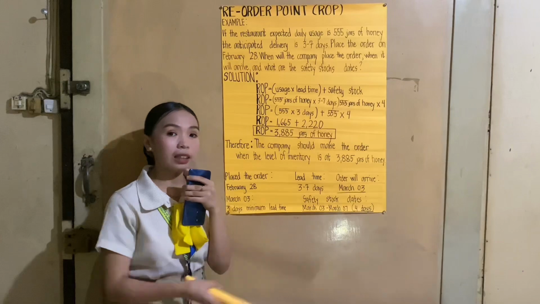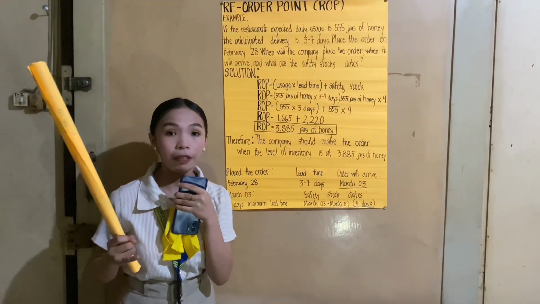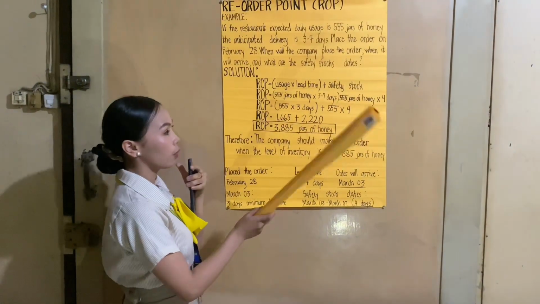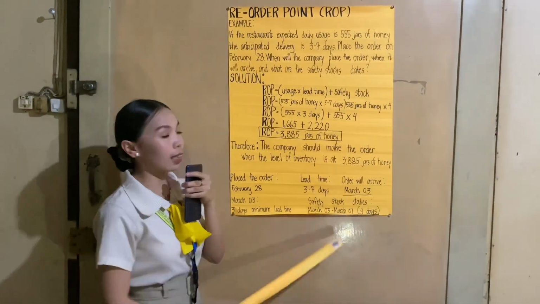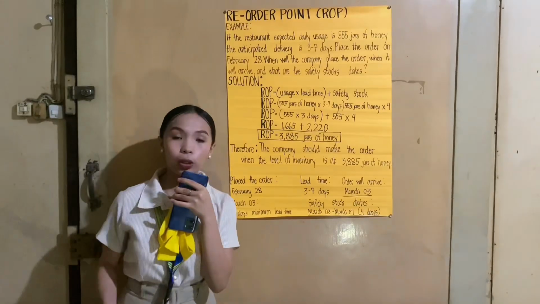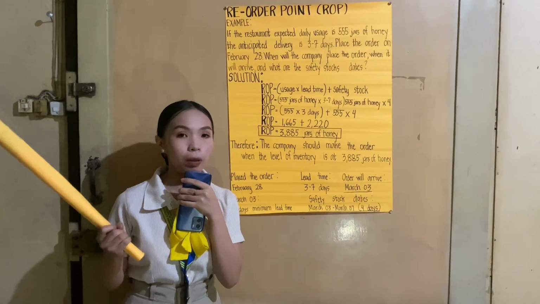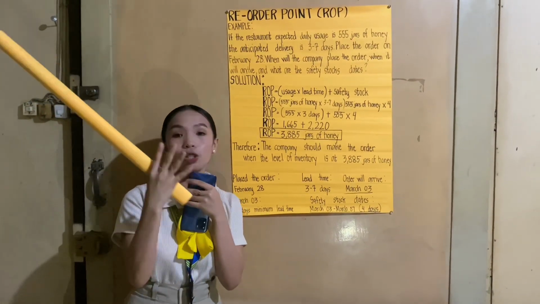Plus, sa safety stock, kaning safety stock is, in another word, kay buffer ni siya or emergency stock. So, ang safety stock is 555 jars of honey times 4. Nganong 4 man? Ang kaning 4 is, di ka na siya sa lead time, which is 3 to 7 days. So, ato siyang yapon. So, magsugod ta sa 4, di na apil ang 3. So, 4, 5, 6, 7. So, mauna siya 4 days.